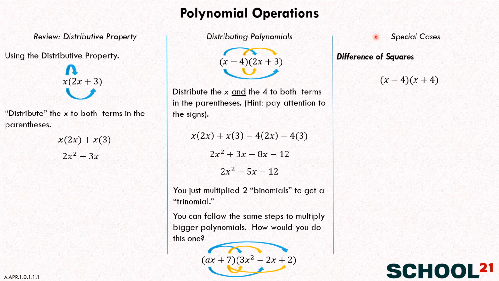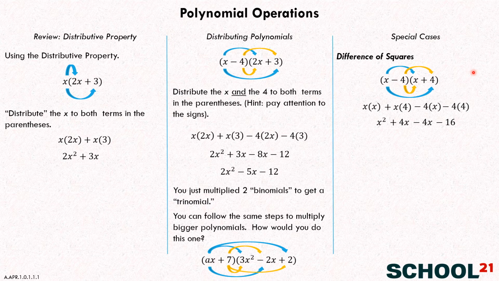So the first is called the difference of squares. Now I'll get to why it's called the difference of squares in just a second, but let's look at this example here. You have x minus 4, a binomial, times x plus 4, which is also a binomial. Now, how would you go ahead and multiply this out? You would do x squared minus 4x plus 4x and then minus 16. That's right. So we would just do the same distribution there. And as you say, you have x times x, which is going to be x squared. And then you would go through those terms, and you would have x squared plus 4x minus 4x minus 16.